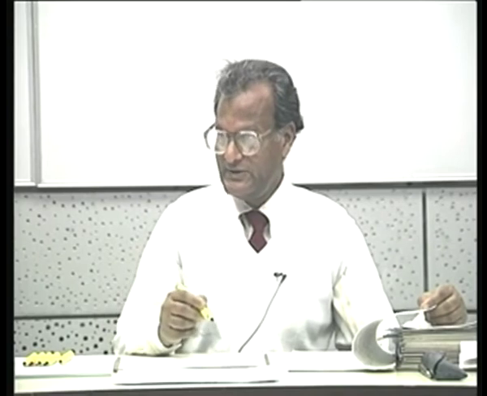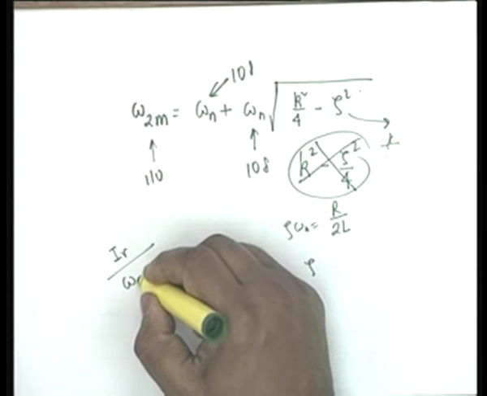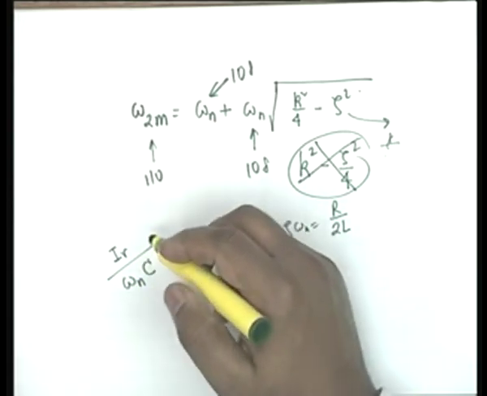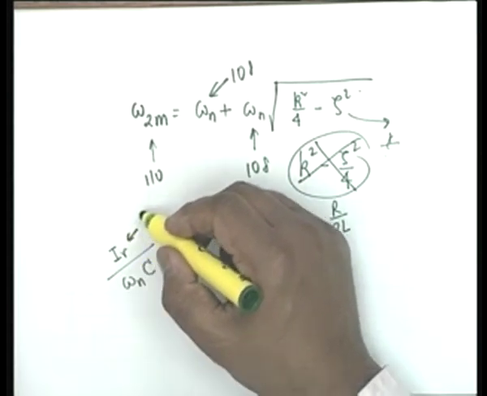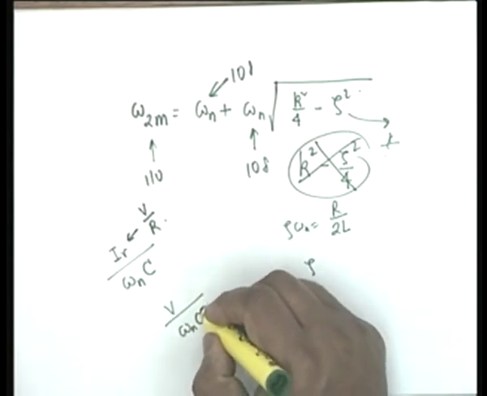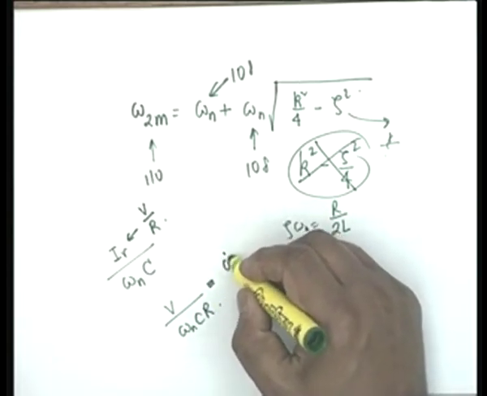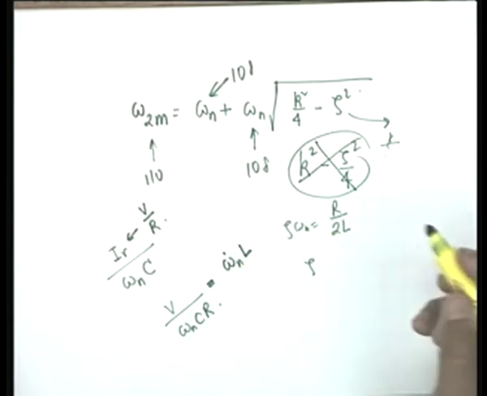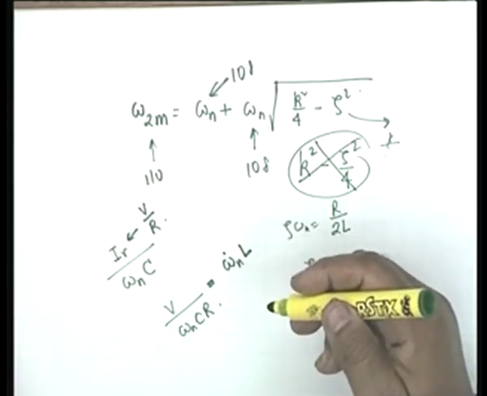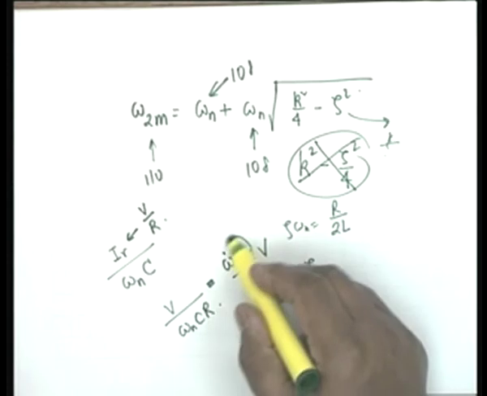You see, at current resonance, the voltage across the capacitor would be I resonance divided by omega n times C, and I resonance is V by R, and therefore this is V by omega n C R, which is equal to omega n L by R multiplied by V, and you know this is the Q of the coil.